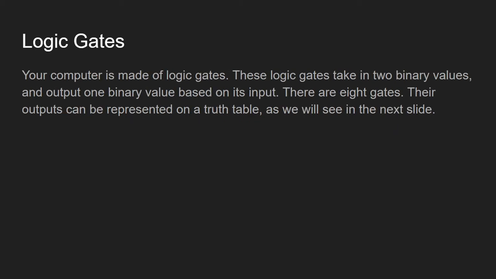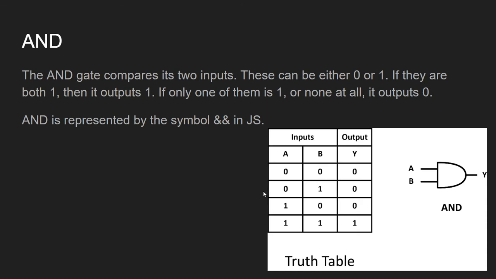Each logic gate is represented by a truth table, which is this, which tells you, oh, wait, actually I'm getting ahead of myself. A logic gate pretty much takes in two inputs. They can either be 0 or 1, and it outputs a 0 or a 1. So like here, I'm taking A and B and outputting Y.